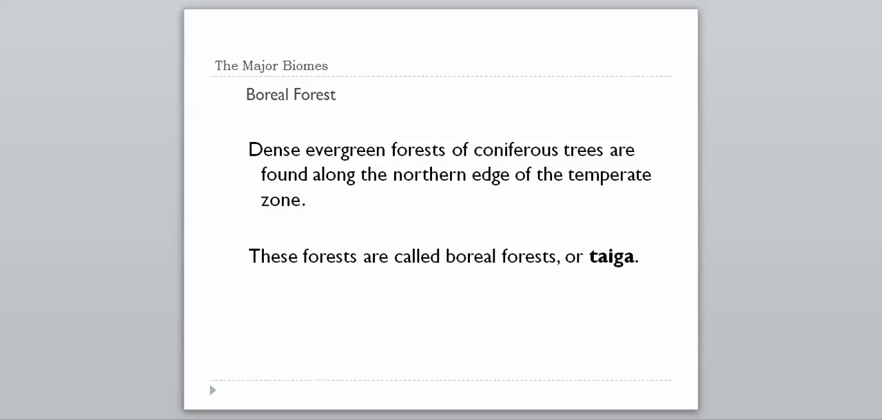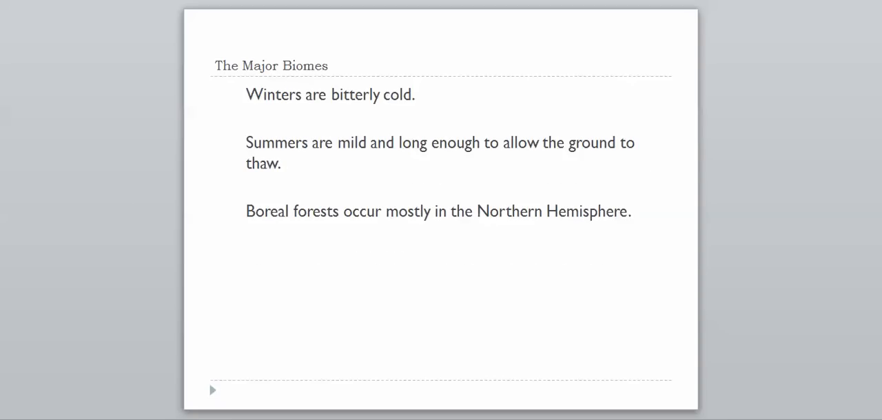And another name for this is called the taiga. T-A-I-G-A is how you say that. So another name for the boreal forest is the taiga. And so summers are mild and long enough to allow the ground to thaw, and they occur mostly in the northern hemisphere.